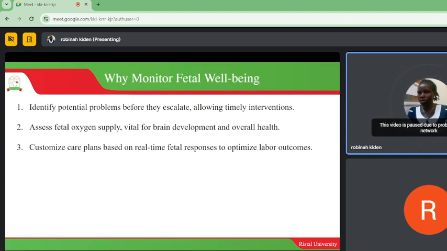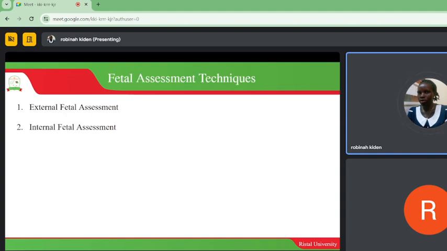Then, another reason is to assess the fetal oxygen supply, vital for brain development and overall health. So we do this monitoring to make sure that the fetus is adequately supplied with oxygen at all times, to make sure that its brain develops well. Customize care plans based on real-time fetal responses to optimize labor outcomes. So these are some of the reasons why we monitor fetal well-being.